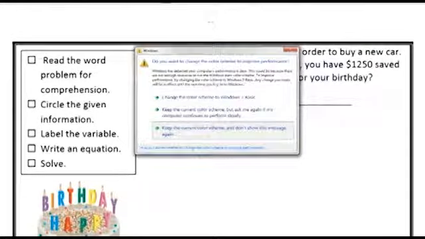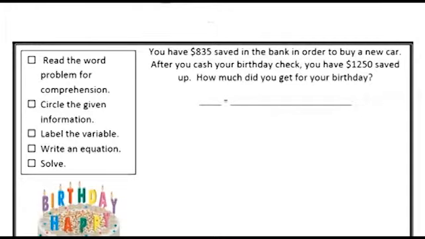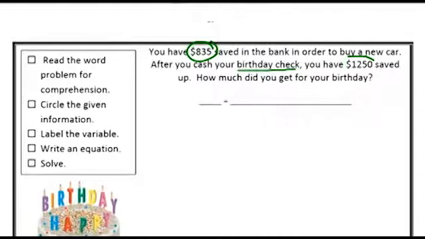So let's look. I need to circle the given information. I started with $835. I was given a birthday check, so that's an amount I don't know. To me, that sounds like my variable. Now I have $1,250. How much did you get for your birthday? The final question in the word problem always tells you what your variable is. Well, B is the amount of money you got for your birthday.